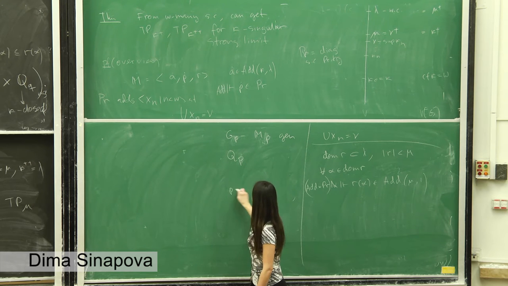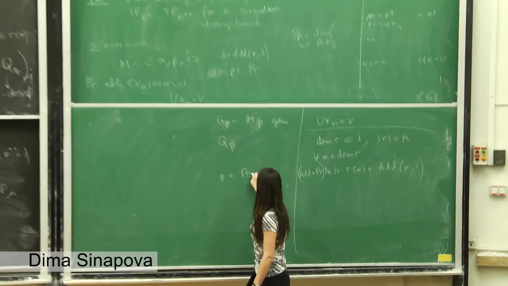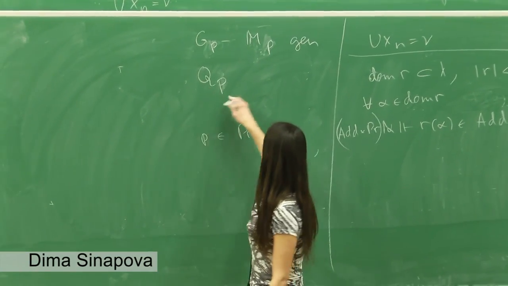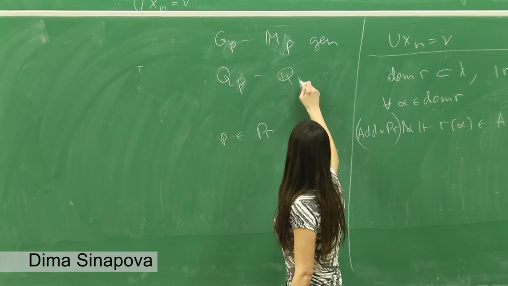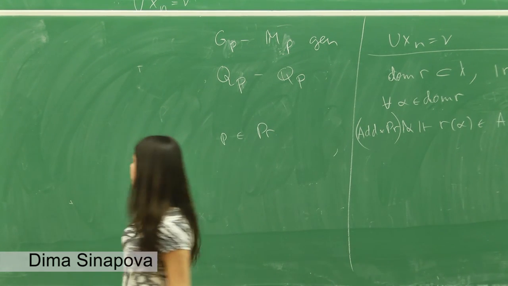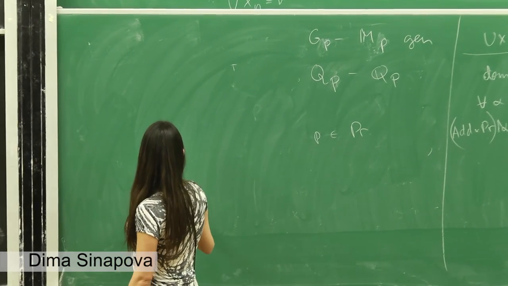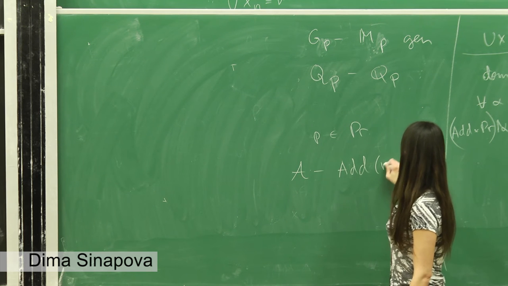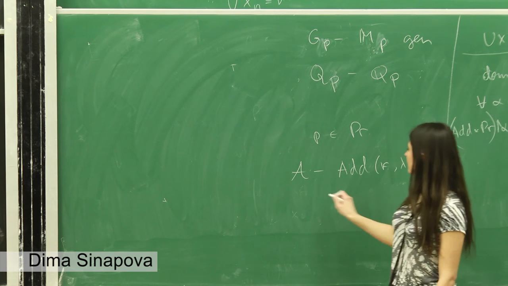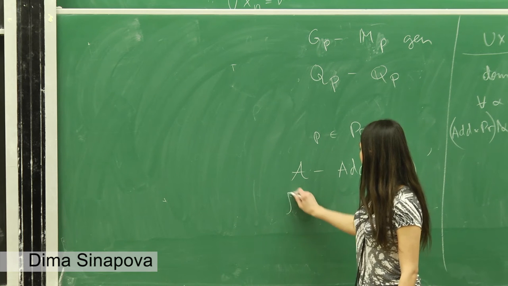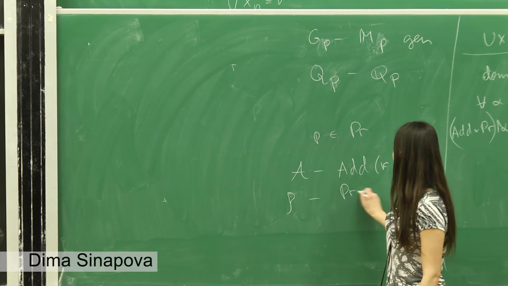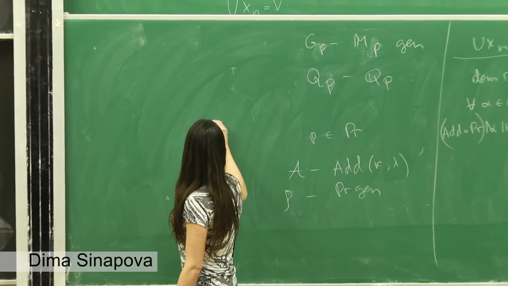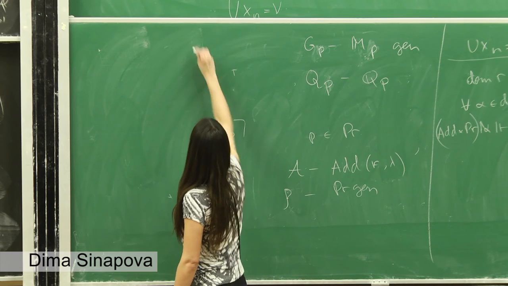This is for a condition P in the pre-creep poset. Let script Q of P be Q of P generic. And then let script A be Add(κ, λ) generic, and script P be pre-creep generic over V[A]. So then this is what the picture looks like.